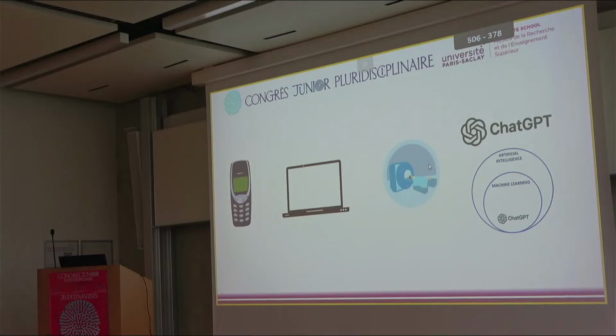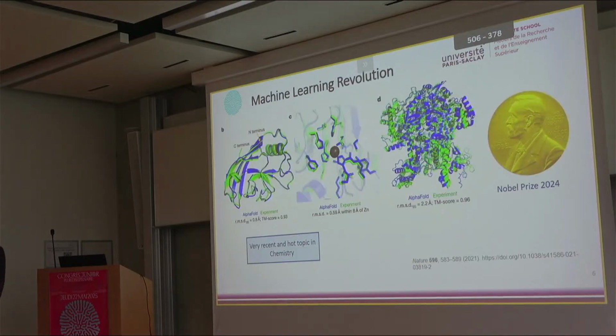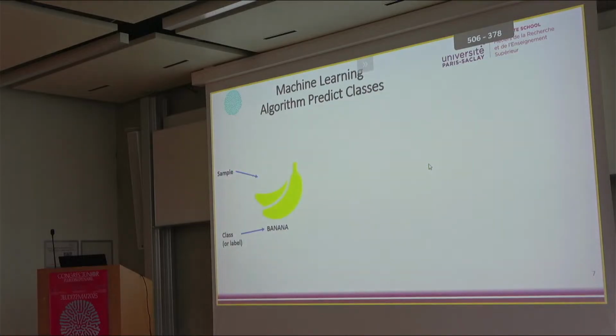This is based on machine learning. Some talks have presented machine learning before, but not in chemistry. However, in chemistry, it's a really hot and recent topic. For example, it received the Nobel Prize in Chemistry in 2024, so it's really recent. But how does it work? What is machine learning really? The main task of machine learning is, for example, to predict things.